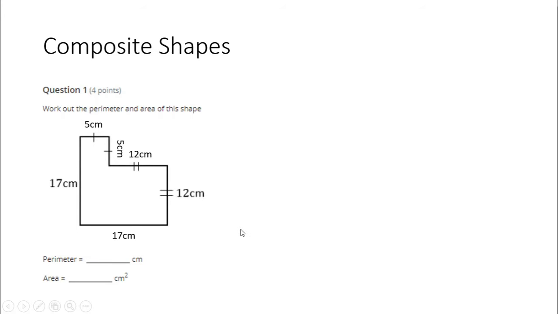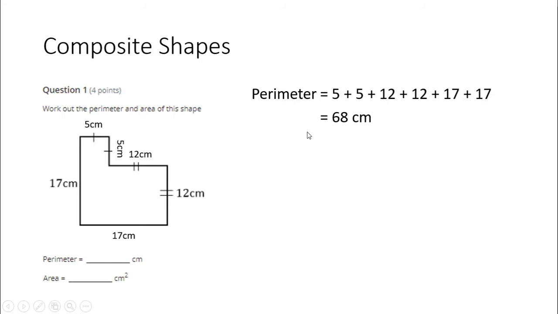Now let's work out our perimeter by adding up all the sides. It's generally best to start from one side and work your way clockwise around the shape so you don't miss anything out. So my perimeter is 5 plus 5 plus 12 plus 12 plus 17 plus 17. I've got them all, and that adds up to 68 centimeters. So our perimeter is 68 centimeters.